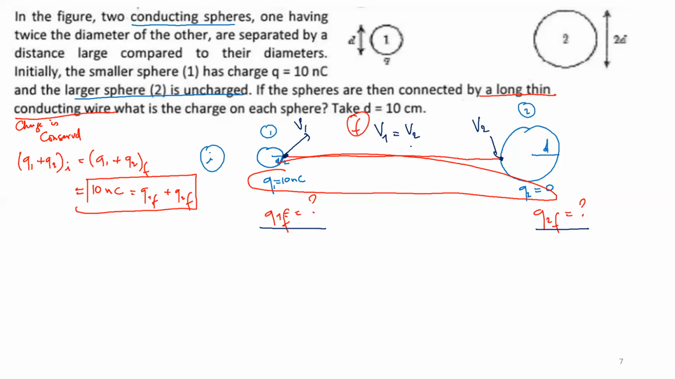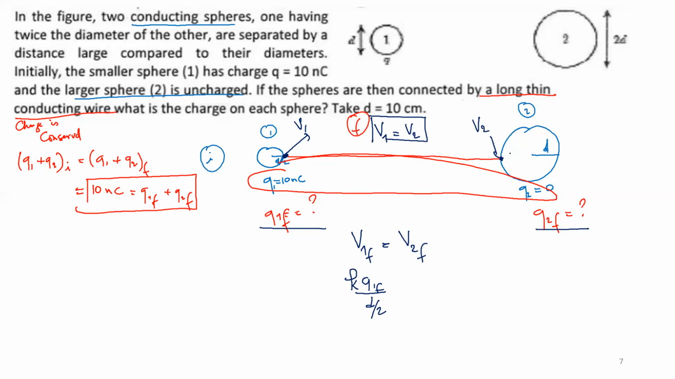Okay, you got it? So this now will give me the second equation that will help me solve the problem. V1 final should be equal to V2 final. This conducting sphere will be an equipotential, and at its surface I will have V1 final. That V1 final, as we said before, is just K Q1 final divided by the radius, and the radius is D divided by 2.